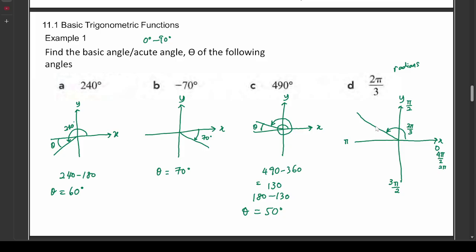Which means our basic angle is from this terminal side to the x-axis. How do I get this? Up until here is pi, so I would take pi minus 2 pi over 3. 3 pi over 3 minus 2 pi over 3 will give me pi over 3. So basically my theta is pi over 3 radians.